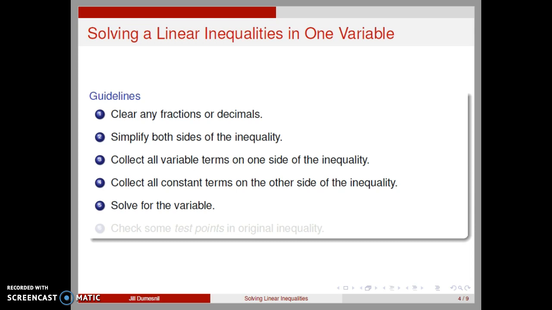Finally, solve for the variable by using the multiplication property of inequalities, but again, be careful about multiplying by a negative quantity. Since the solution to an inequality is a range of values, you should check some test points in the original problem.